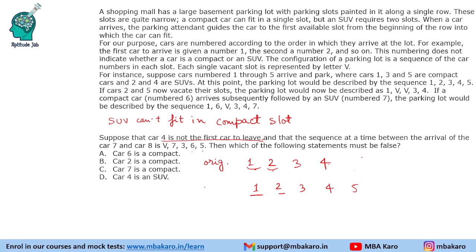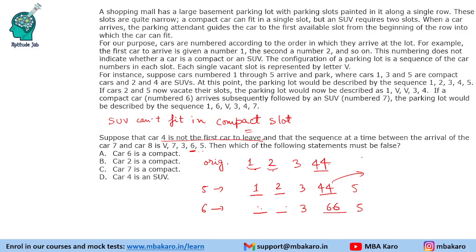Now next 6 will come. Now if 6 comes, one of the slots was empty. Which slot we don't know as of now. If one slot was empty, 6 would have fit into that slot if 6 was a compact car. But 6 is not fitting here, and 6 is fitting in place of 4. That means 6 arrives when 4 leaves. So 5 has come and then 4 goes out, then only 6 can arrive. Now when 6 arrives and fits in this place, that means 4 was SUV. So 4 was SUV and 6 is also SUV.